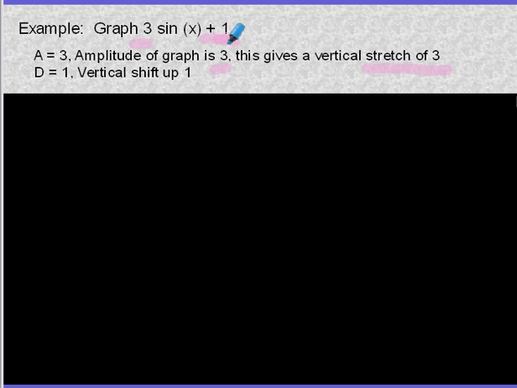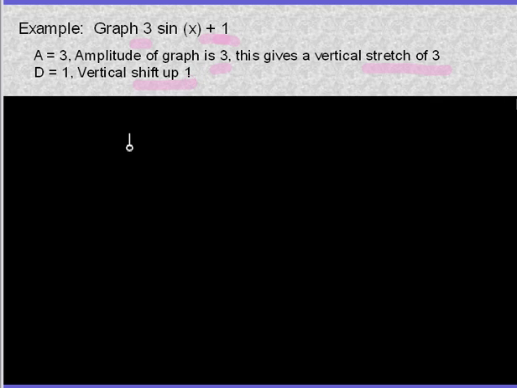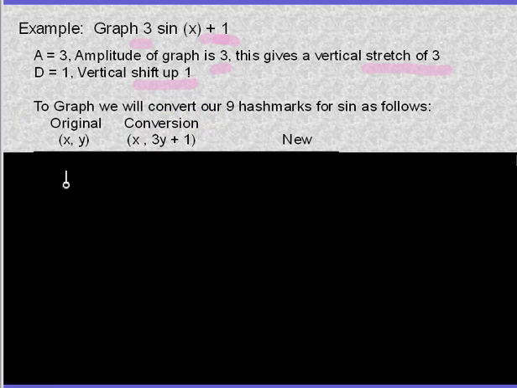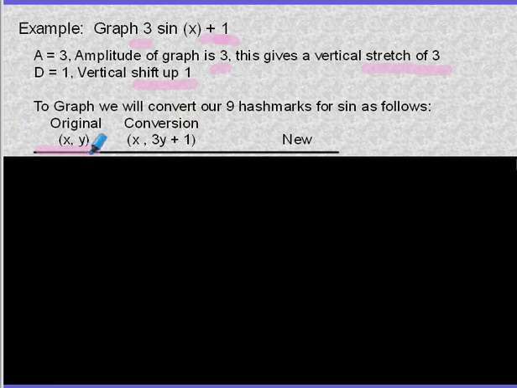So that means we shift up 1. So we're going to identify the changes, and then we're going to figure out how to convert our 9 hash marks. So we're going to have a list of those hash marks. And here I have a table: original hash marks, how we convert them, and what the new ones look like.